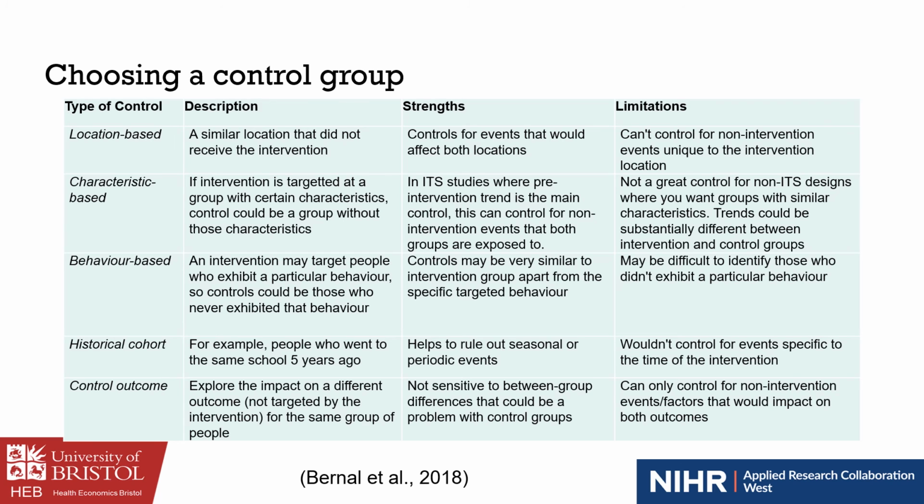In the Bernal article, they produce a nice table of potential control groups, which I've tried to summarise here, but it's worth checking the extra detail in the article. Sometimes people will create pseudo-populations by having multiple control groups and weighting them differently so they end up with very similar characteristics to the intervention group. Something similar can be done with propensity score weighting, but this goes beyond the scope of this course.